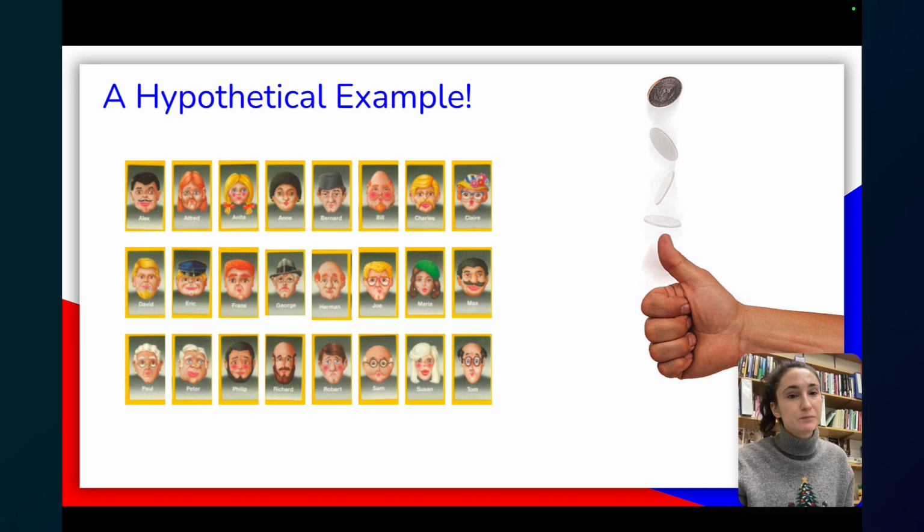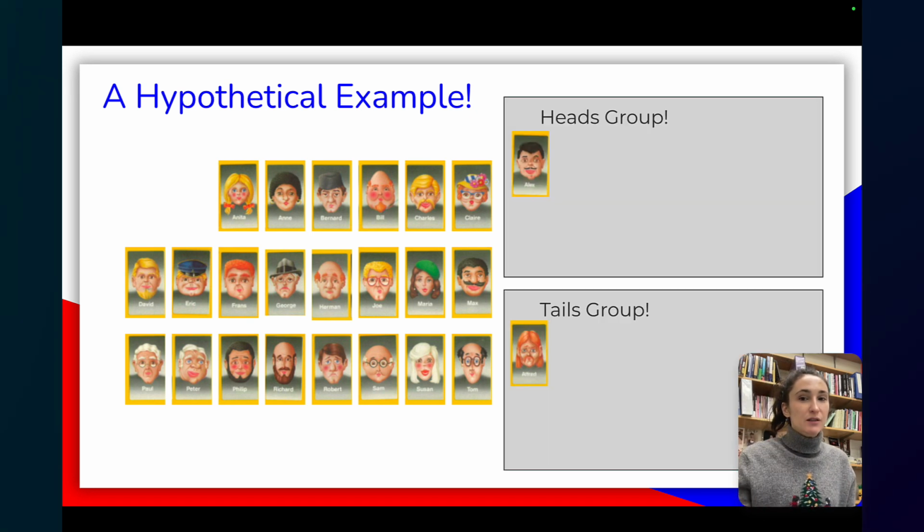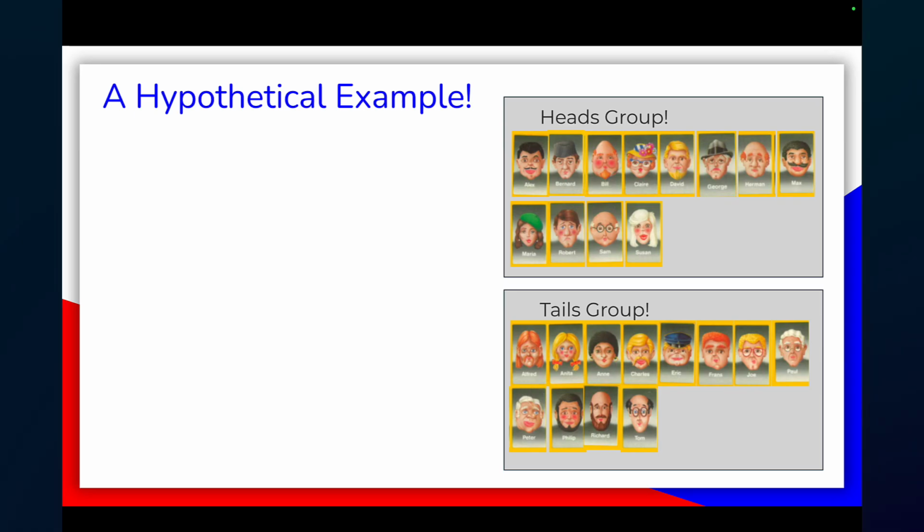Now, let's say I did the first one, heads, Alex got heads, and so he is going into the heads group. Okay, and then I did it again for Alfred and he got into the tails group. And then I do this for each individual. Okay, and what you can see, they're now divvied out. We have Alex, Bernard, Bill, Claire, David, George, Susan, right? All of these here in the heads group. Then we have Alfred, Anita, Anne, Charles, right? All in the tails group.